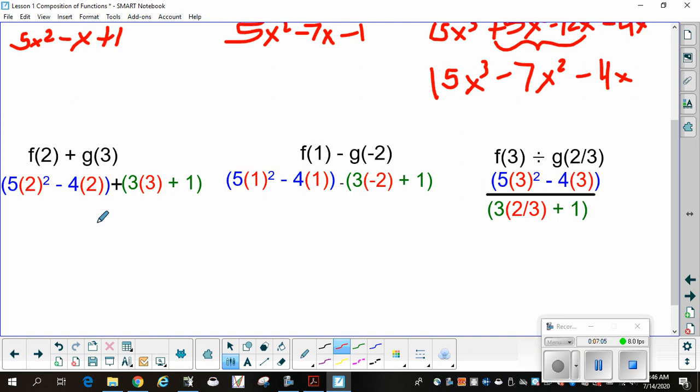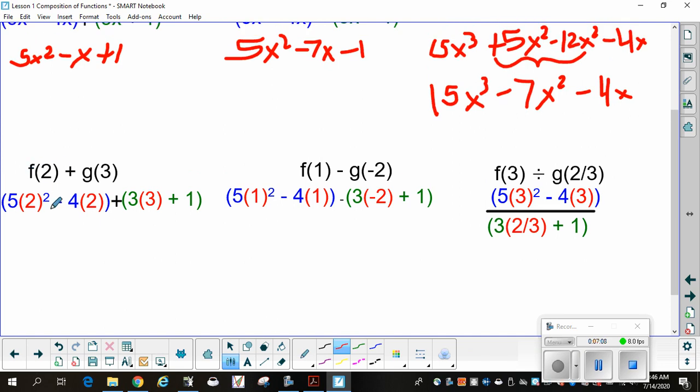Now, when we do these, you're going to plug 2 into f of x, 3 into g of x, evaluate them separately, and then add them together. So 2 squared is 4, times 5 is 20. So over here, I've got 20 minus 8. And then I've got my plus. 3 times 3 is 9, plus 1 is 10. 20 minus 8 is 12, plus my 10 is 22.